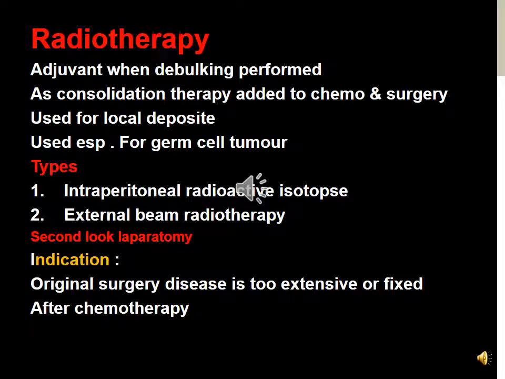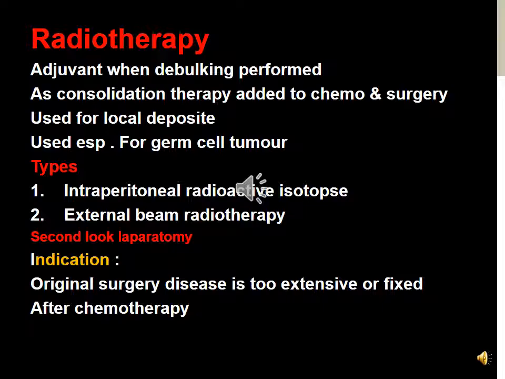What are the types of radiotherapy? We have 2 types. Either we use intraperitoneal radioactive isotopes at the time of surgery. We install in the paracolic gutter radioactive phosphorus or gold, or after surgery, after 1 week or 10 days, we subject the patient to external beam therapy.